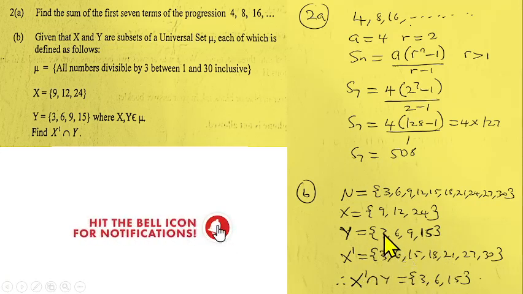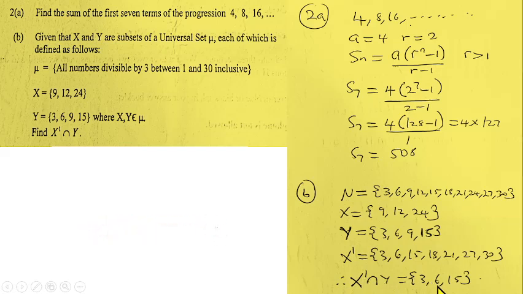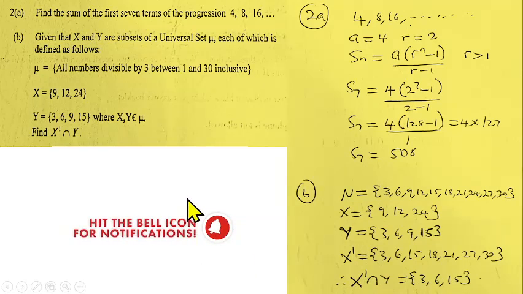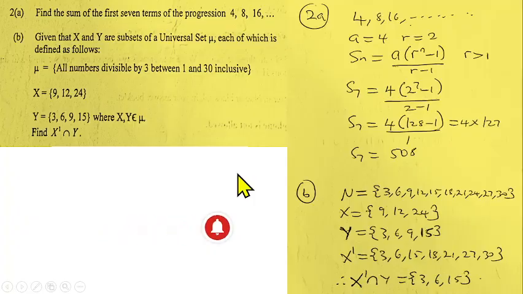And what are the elements? 3 is common, 6 is common, then 15 is common. So therefore, S complement intersection Y will give us 3, 6, and 15. So that's the solution to question number 2 also.